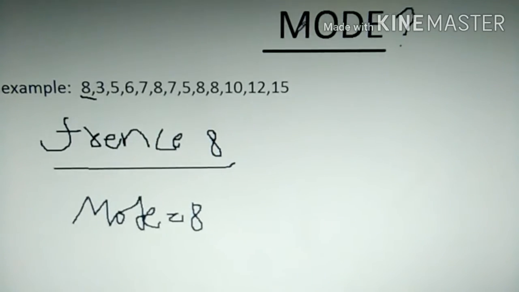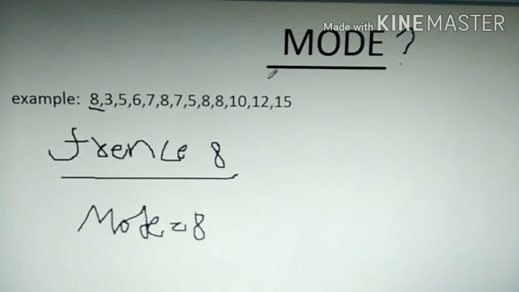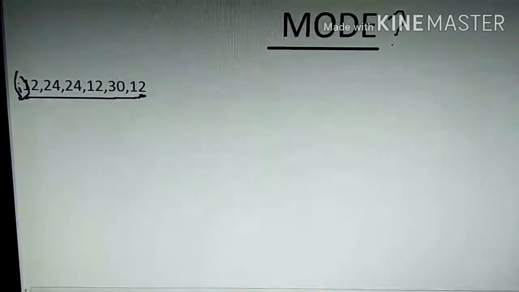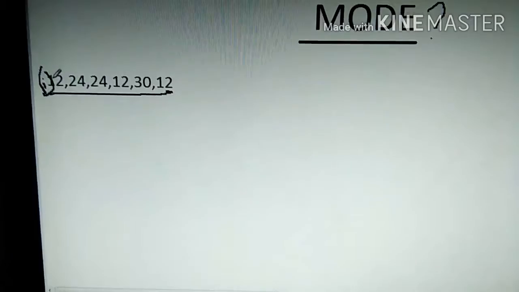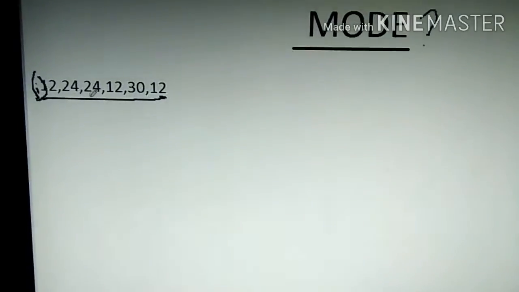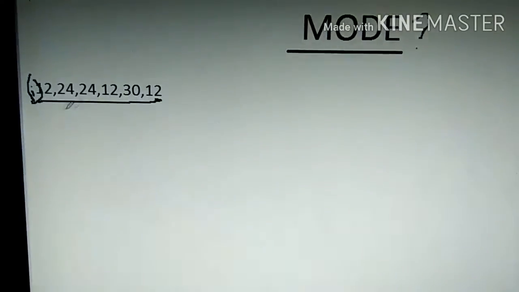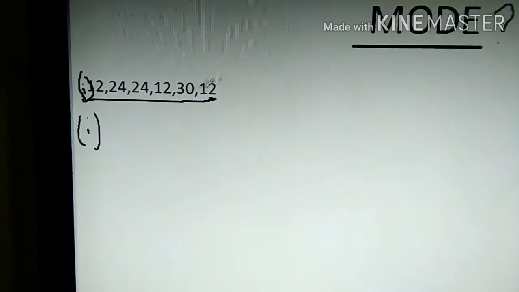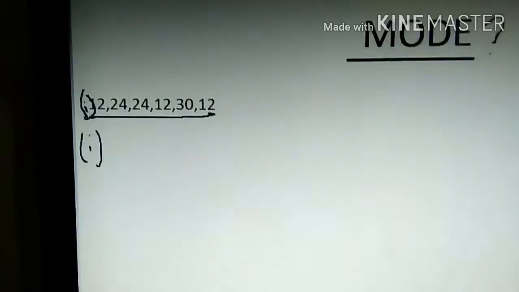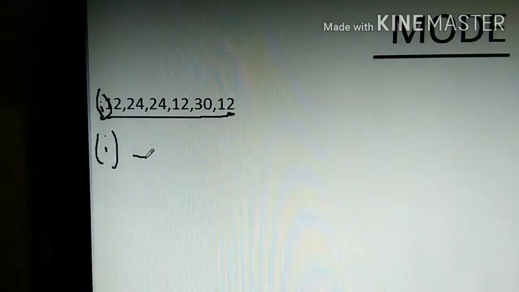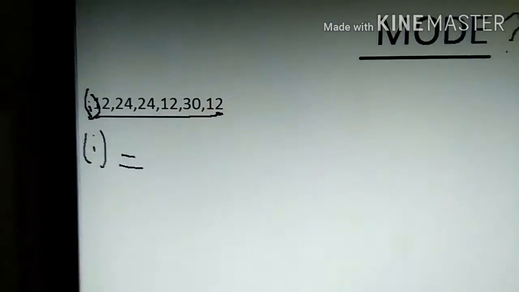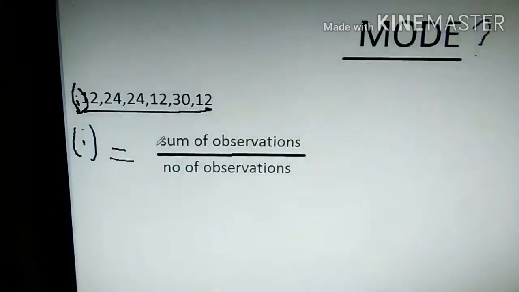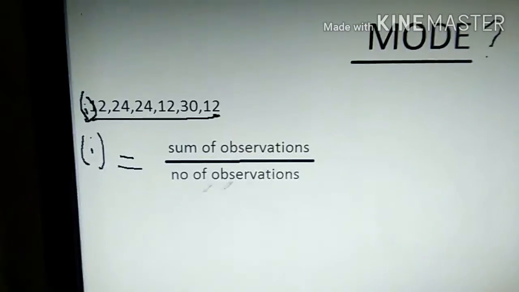Now, let us do one sum in the combination of mode, mean and median. Now, here is a sum where the observations are 12, 24, 24, 12, 30, 12. First, we need to find the mean. For mean, we need to take the formula: sum of observations by number of observations.